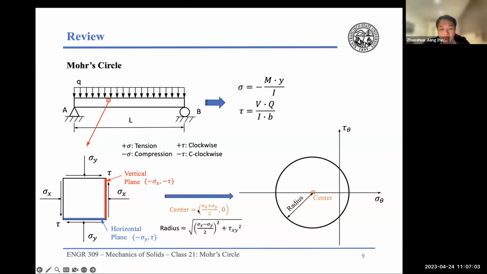With the x-axis normal stress, y-axis normal stress, and shear stress identified, we can use the equations to calculate the center of the Mohr circle. We can also identify the radius of the Mohr circle. With that information, we can draw our Mohr circle. And with the Mohr circle, we can easily identify the maximum normal stress, sigma 1, and the minimum normal stress, sigma 2.